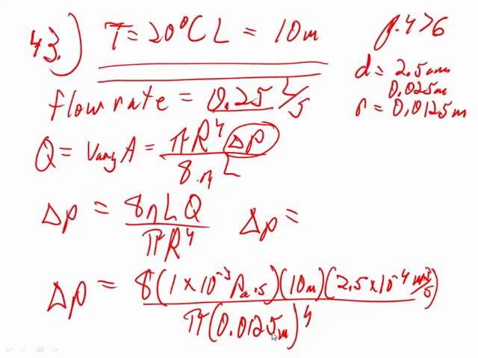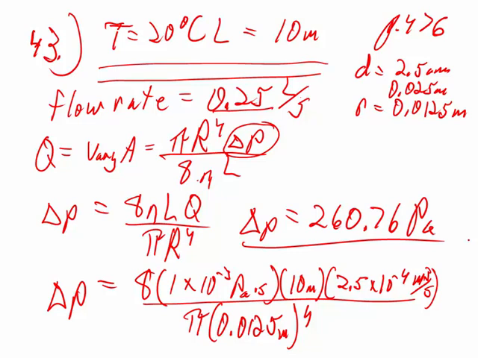Okay, so after all that crazy arithmetic, we come to 260.76 pascals of pressure. You could say 261 if you wanted to, okay? So that's using Poiseuille's equation. All right, I hope this helps.